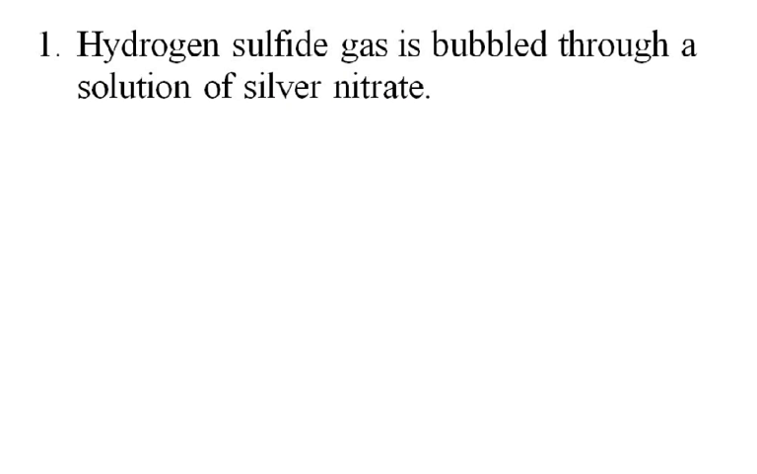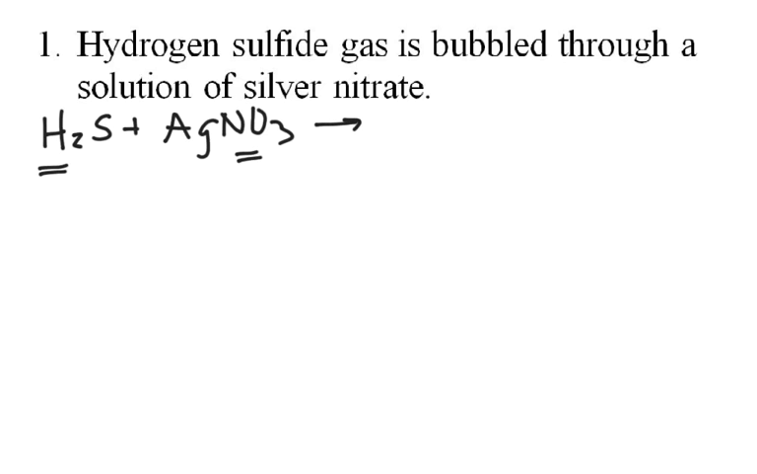This first problem: hydrogen sulfide gas is bubbled through a solution of silver nitrate. So the first thing, hydrogen sulfide gas, because we know hydrogen forms H+ and sulfide is 2-, the compound is going to be H2S. The other compound is a solution of silver nitrate, so we'll say AgNO3. If we have a positive negative ion and a positive negative ion, then the first thing we should try is putting the positive ion here with the negative ion here. Now, because we know H is H+ and NO3 is NO3-, we're going to form HNO3.